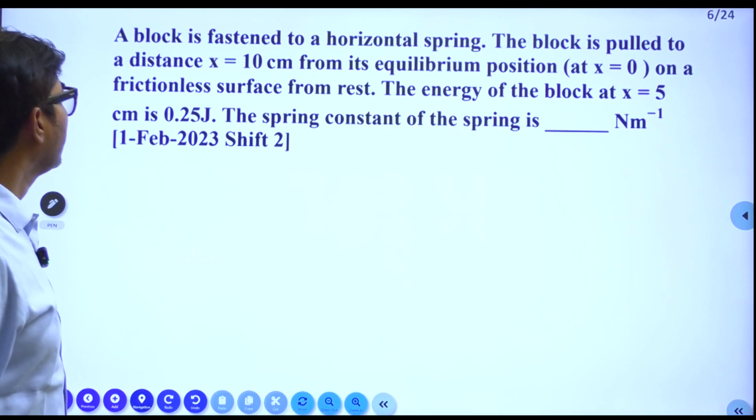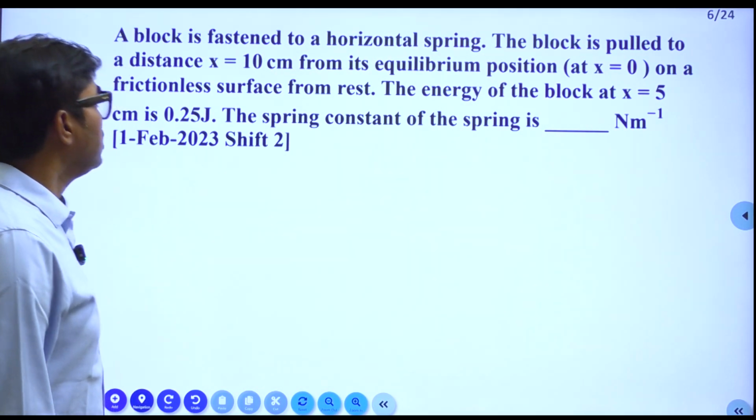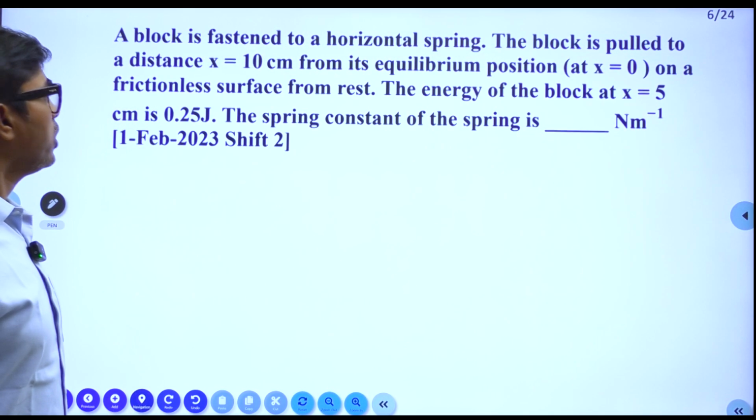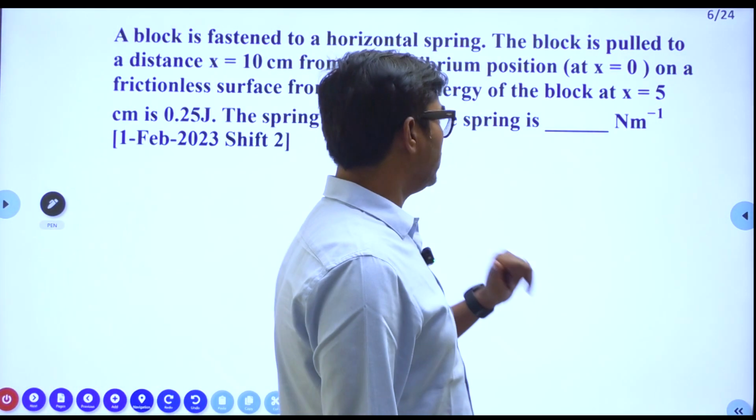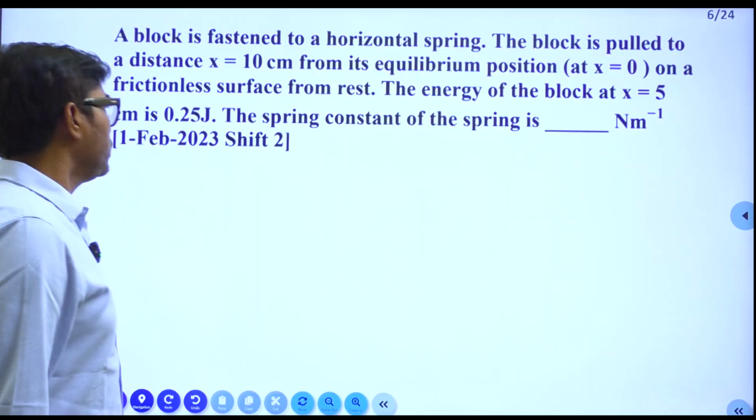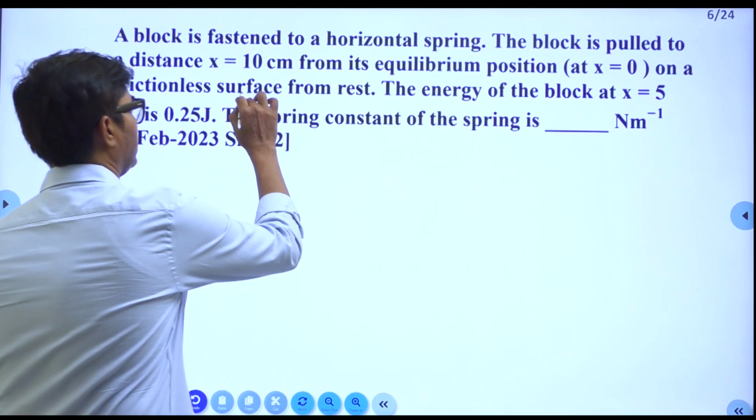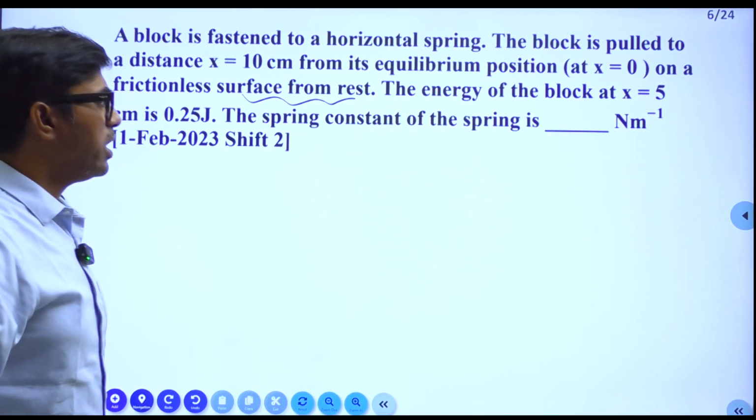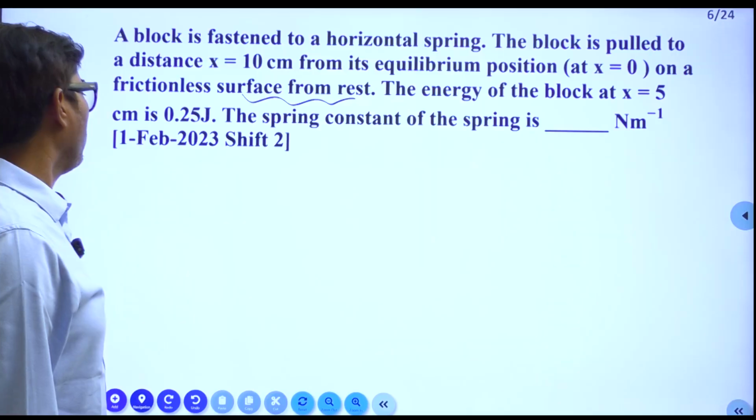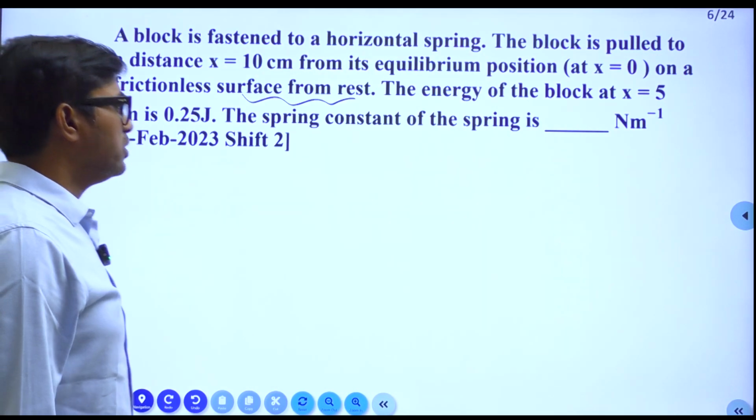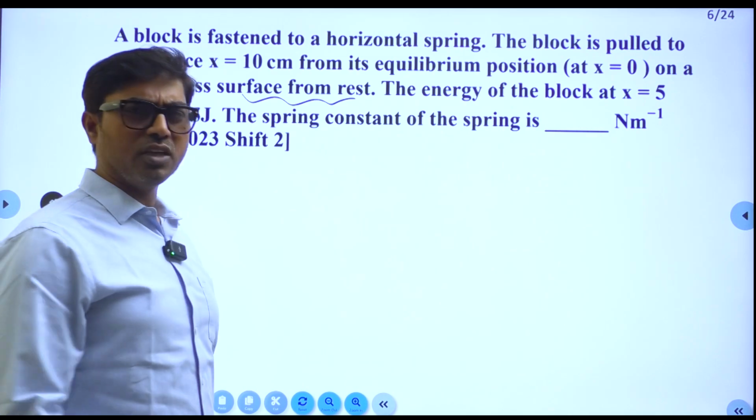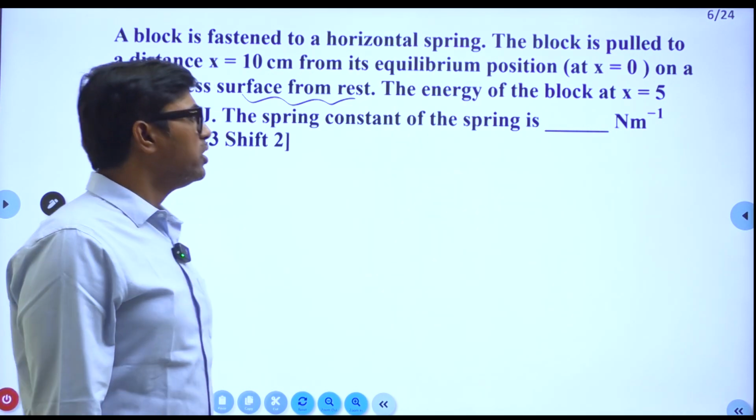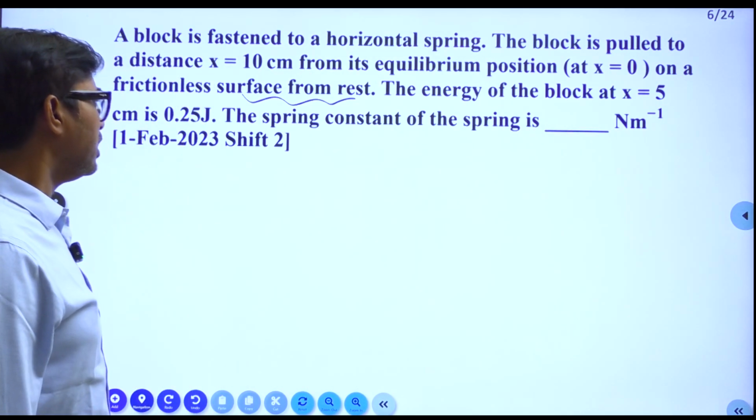Next problem. A block is fastened to a horizontal spring. The block is pulled to a distance x equal to 10 centimeters from its equilibrium position on a frictionless surface from rest. Okay, initially from rest there. The energy of the block at x equal to 5 centimeters is 0.25 joule. Then the spring constant is. So the next problem is a spring problem. Spring problems generally make students ask more doubts. That's why I wanted to select some questions on springs.